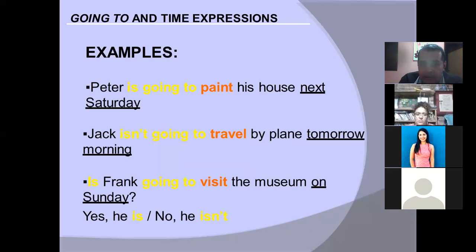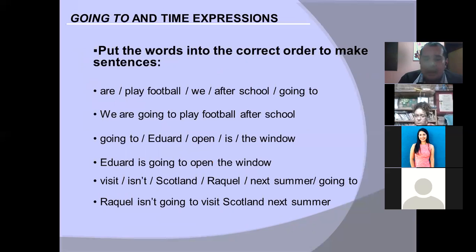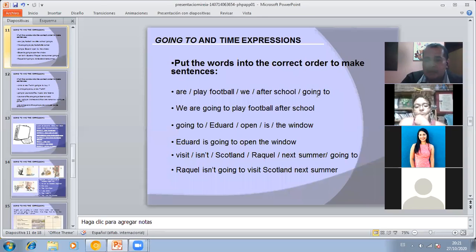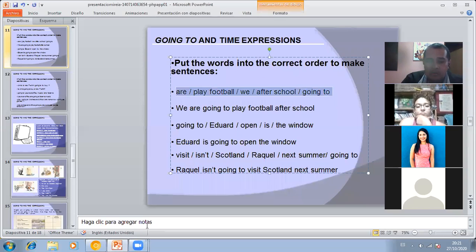Okay, very well. And now I want you to please take a look at this exercise here. I want you to give me the correct sequence. Okay, the words are disorganized here. So give me the correct sequence for this exercise here. Observe please, we have this one, going to.